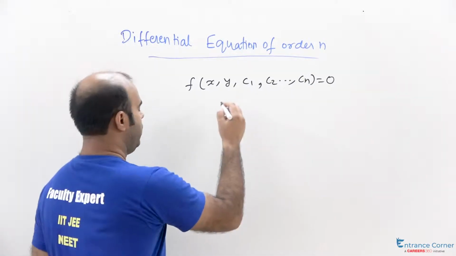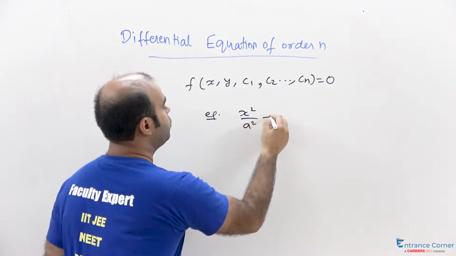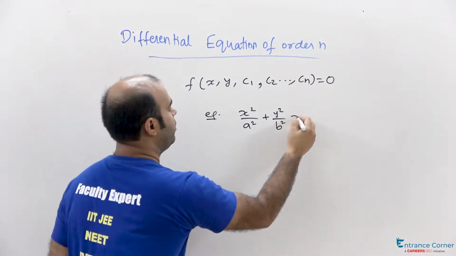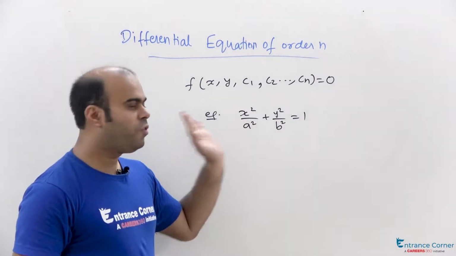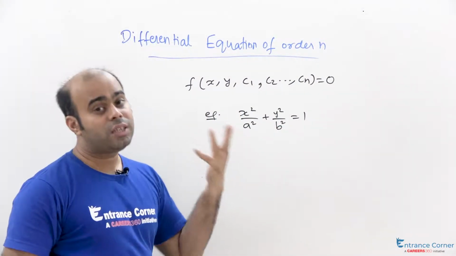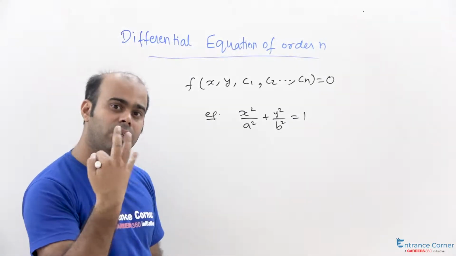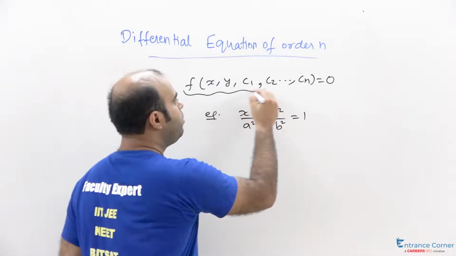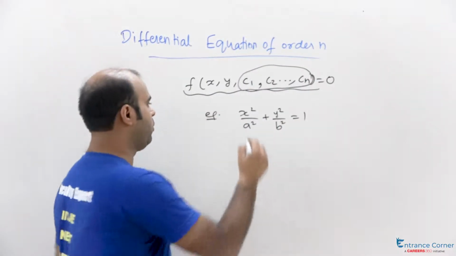Why? Because if we consider an example x square by a square plus y square by b square equal to 1, this has two arbitrary constants a and b. So if we want to get rid of these two arbitrary constants, we need three equations. Because we want to eliminate two constants, we need three equations. If we want to eliminate these n constants, we need n plus 1 equations.